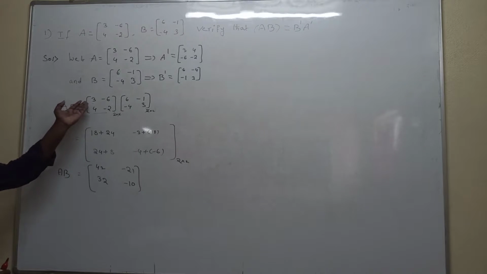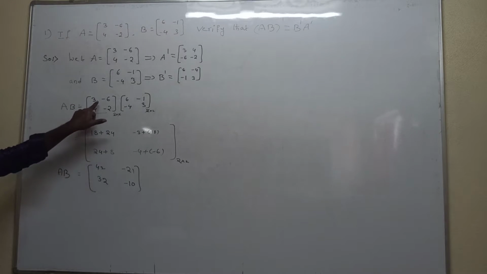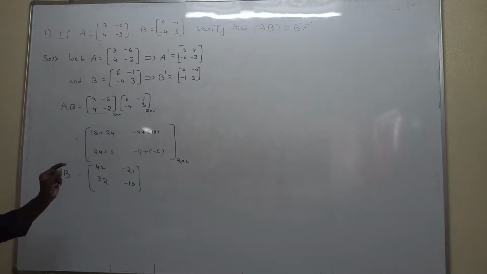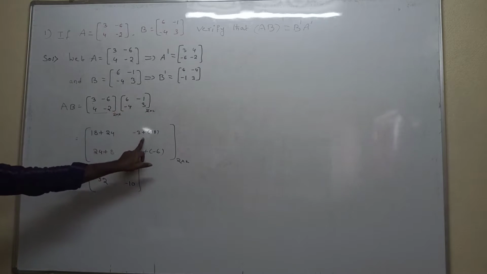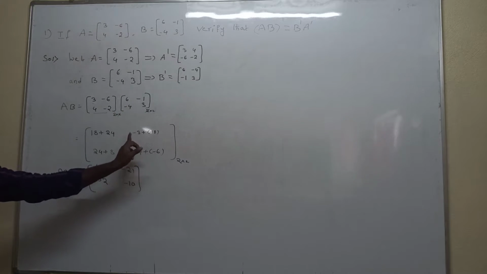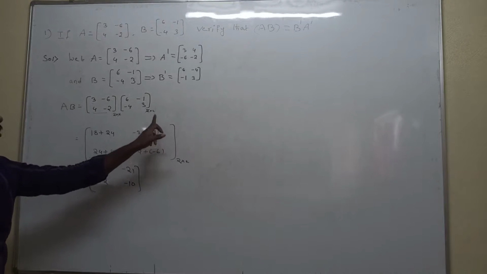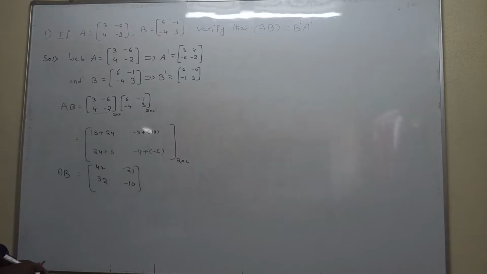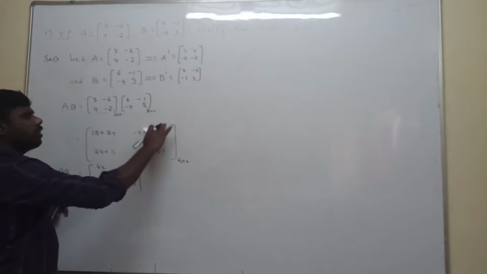Position of the first element is first row, first column. First column taken from the first matrix, first column taken from the second matrix. Next, this one is not first column, second. That is second row, first column. Not that one. This is first row, second column.